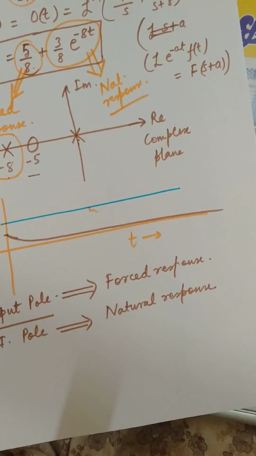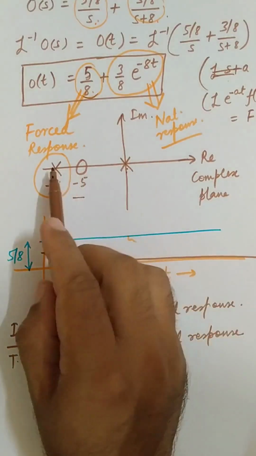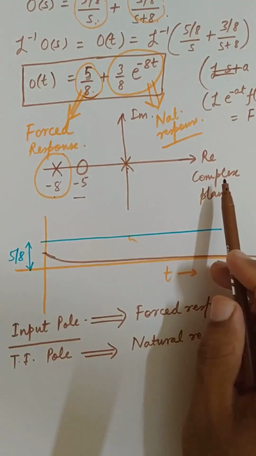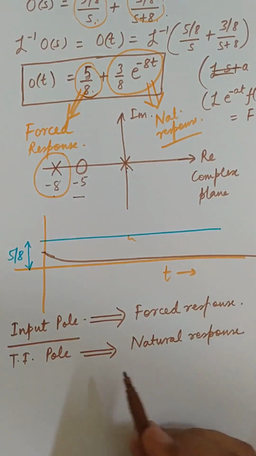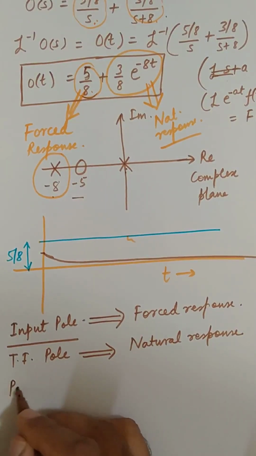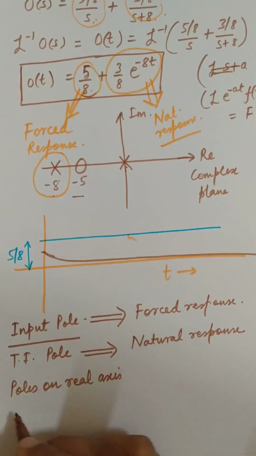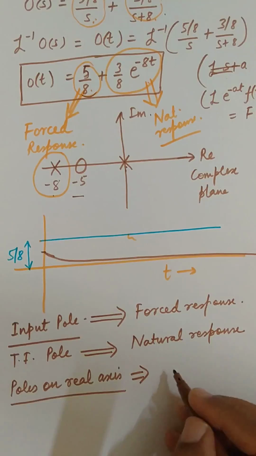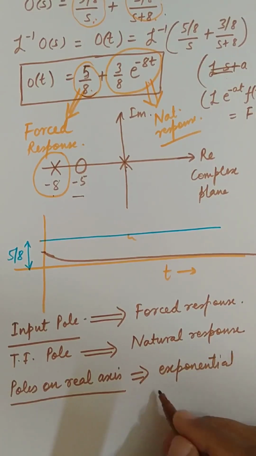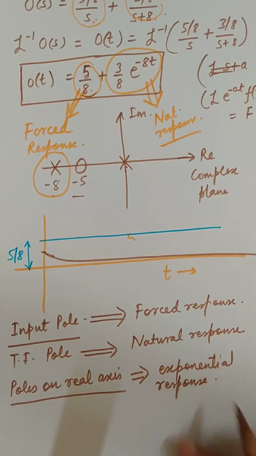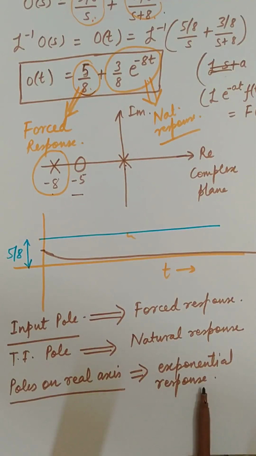And another observation here is that a pole on the real axis, all the poles in this case were real, right? Poles on the real axis, if it is not on 0, they will always result in exponential response. So poles on a real axis, they will always generate exponential response.